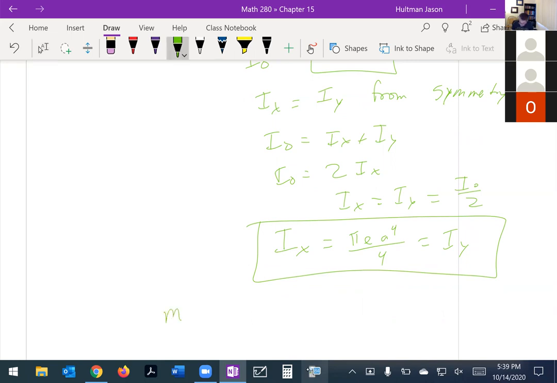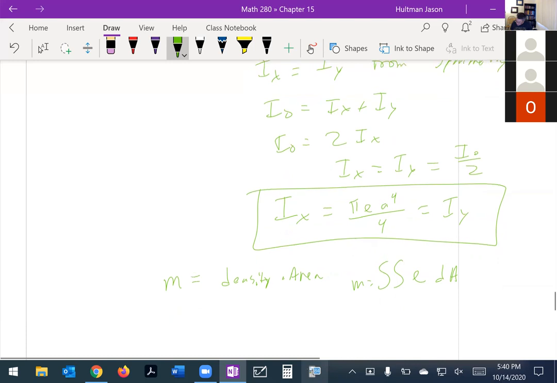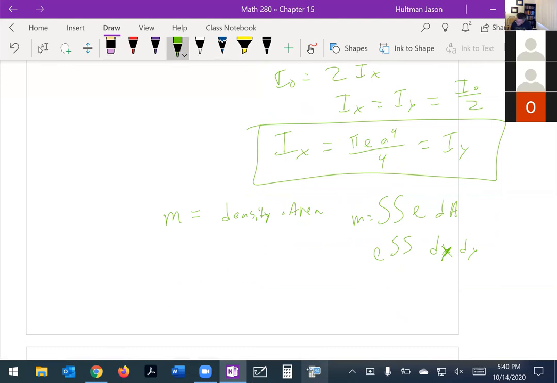If we want to find the mass of this thing, we could do it in terms of the density. The mass is the density times the area. Think of the total mass as the integral of rho dA. So m is equal to this. Well, this is just a constant, so this is really just rho times 1 dA, or dy dx. If we change to polar coordinates, this is going to go from 0 to a, 0 to 2 pi, r dr d theta.